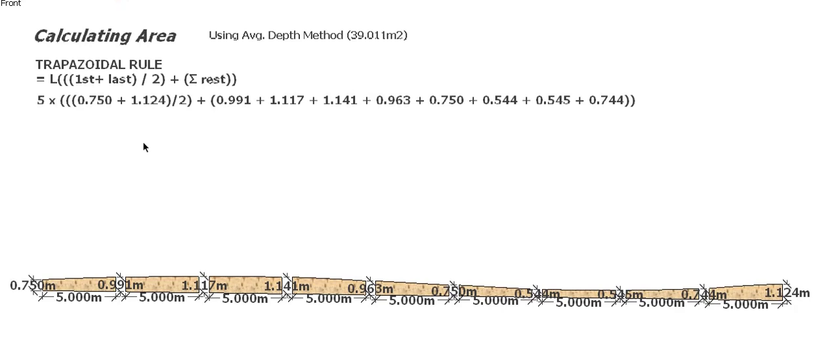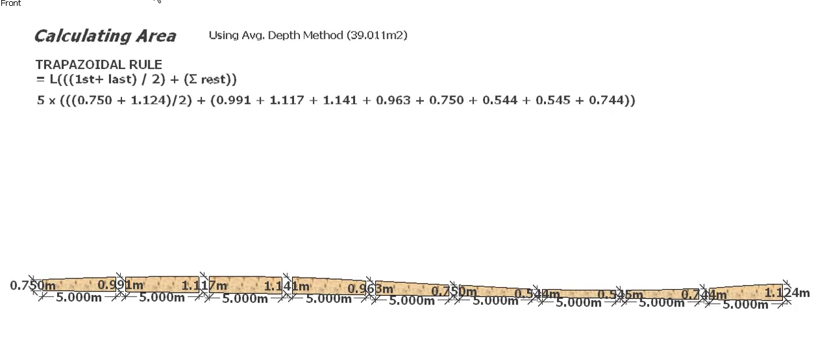All right, so let's put that into practice. So our length again, 5 meters here for our length. We got our first reading, which is 0.750, and our last reading, which is 1.124, and we're going to divide that by 2, and then we just add the rest of our readings together. So our 0.991, our 1.117, etc. Going to add them all up.